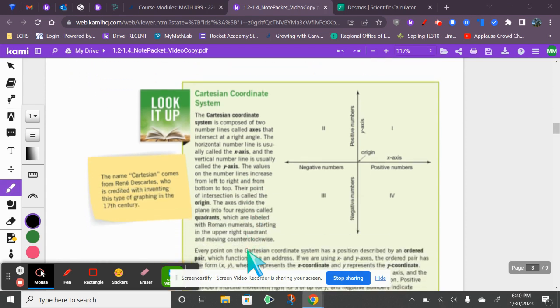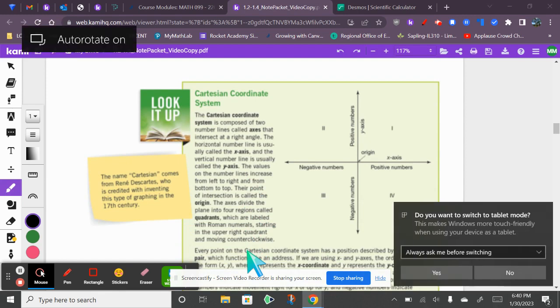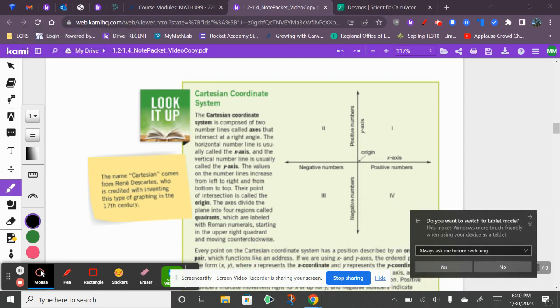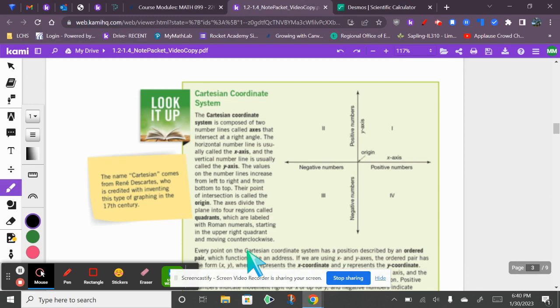There are a few things that I want us to point out about the Cartesian coordinate system, and this is a picture of it right here. We have it broken into 4 different quadrants. The quadrants are quadrant 1, 2, 3, 4, and they're in Roman numerals. If you prefer, you can think of them as 1, 2, 3, and 4.